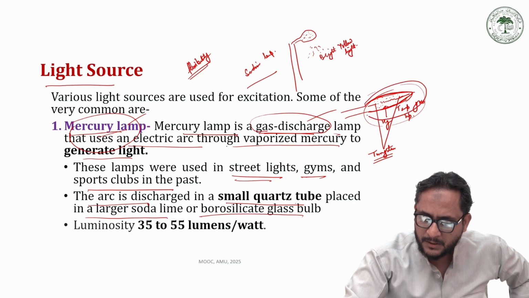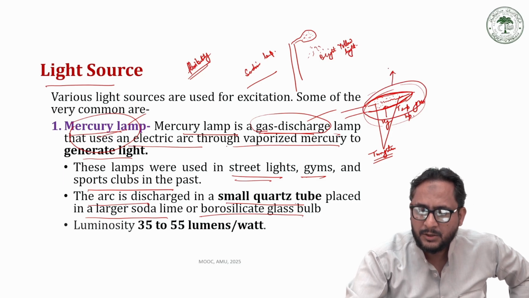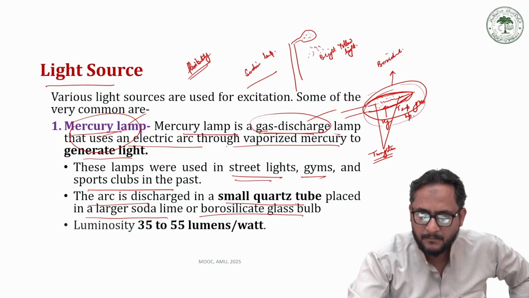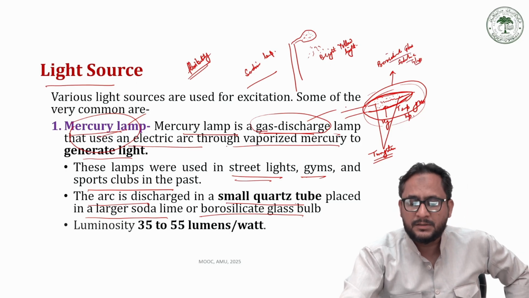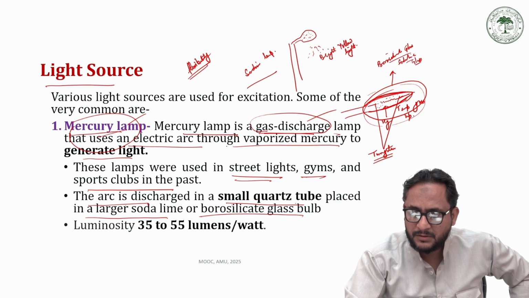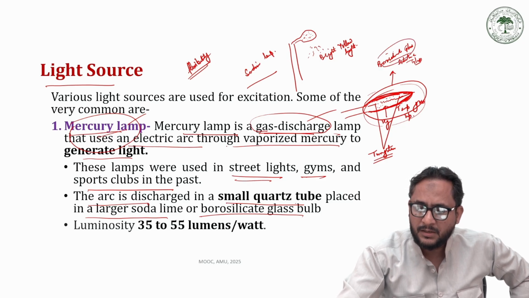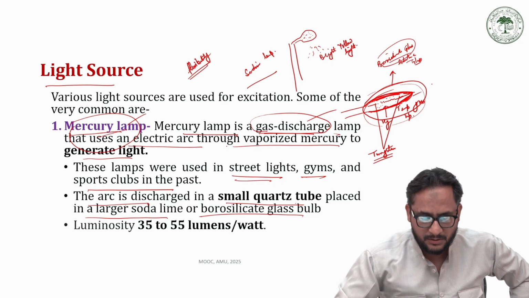This small tube is placed inside a large tube which is made of borosilicate glass, or even soda lime glass, which is of a bit lower quality, can be used. These glasses are protected because of the presence of the quartz tube inside, because the actual reaction is taking place there and the light is emitted from this quartz tube as well. The borosilicate or soda lime glass is used just to protect the quartz tube.